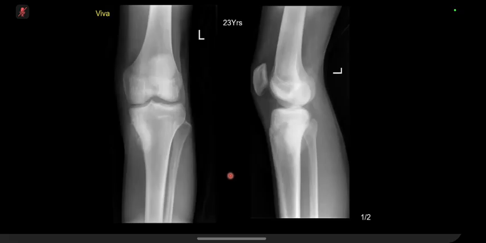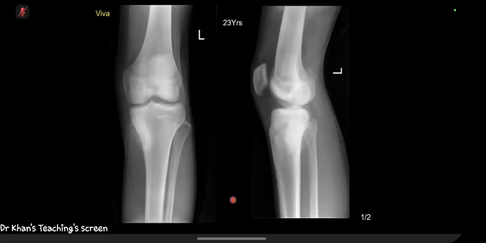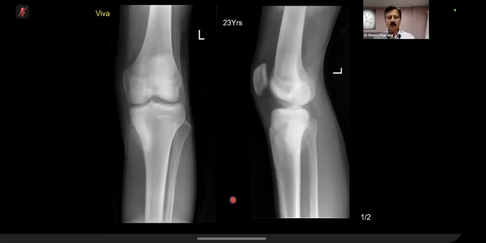There's possibly some irregularity of the cortex, and although there is some cortical irregularity indicating cortical destruction, and the lesion appears aggressive, and the differential is of osteosarcoma, or less likely Ewing sarcoma. And why less likely Ewing sarcoma? Because of the location within the bone, and also because of the prominence of the bone-forming nature of the tumor.